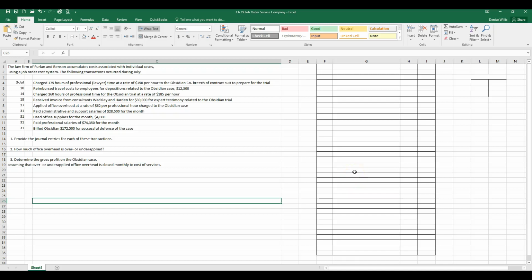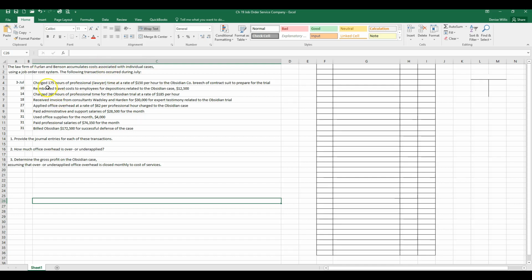Okay, we're going to go through an example that shows the use of a job cost system for a service business. The setup we have is a law firm, the law firm of Ferlin and Benson. They accumulate costs associated with individual cases. So everything will be accumulated by the case. You have one work in process account for that case, one for every case.